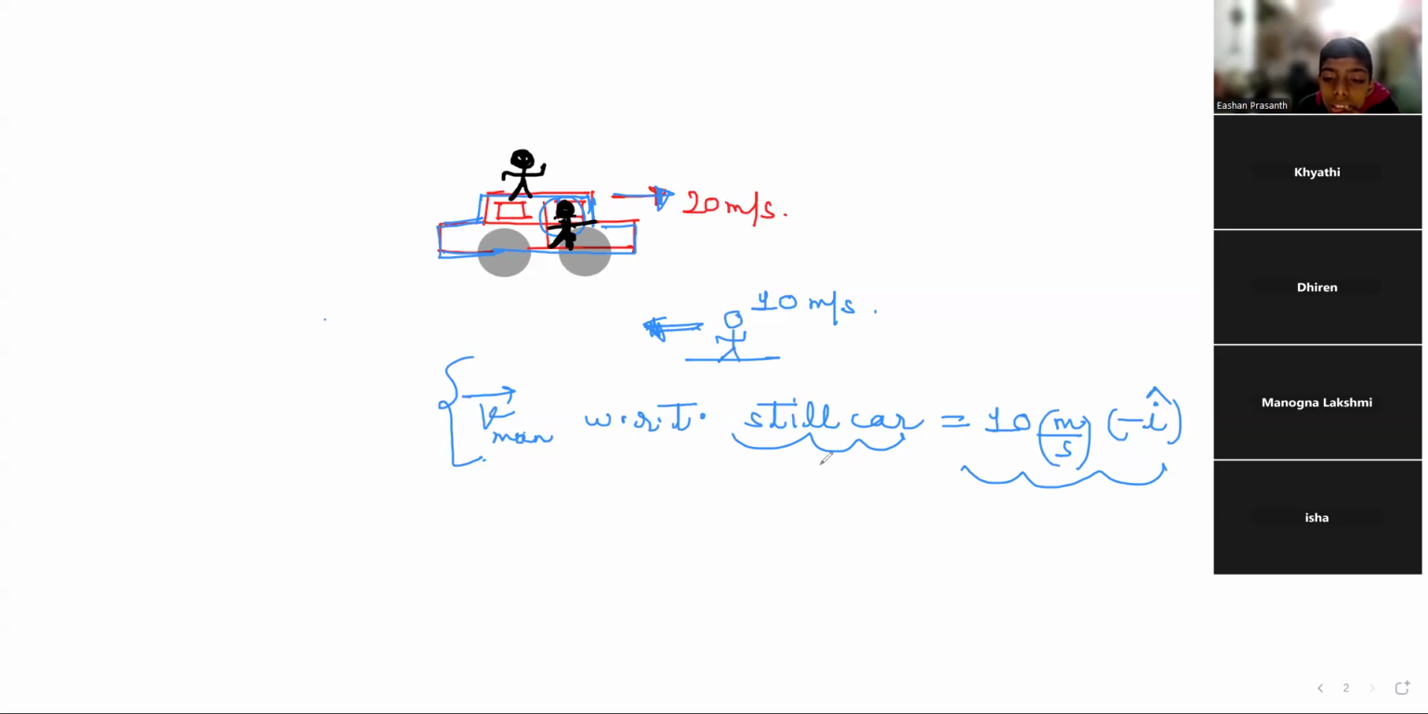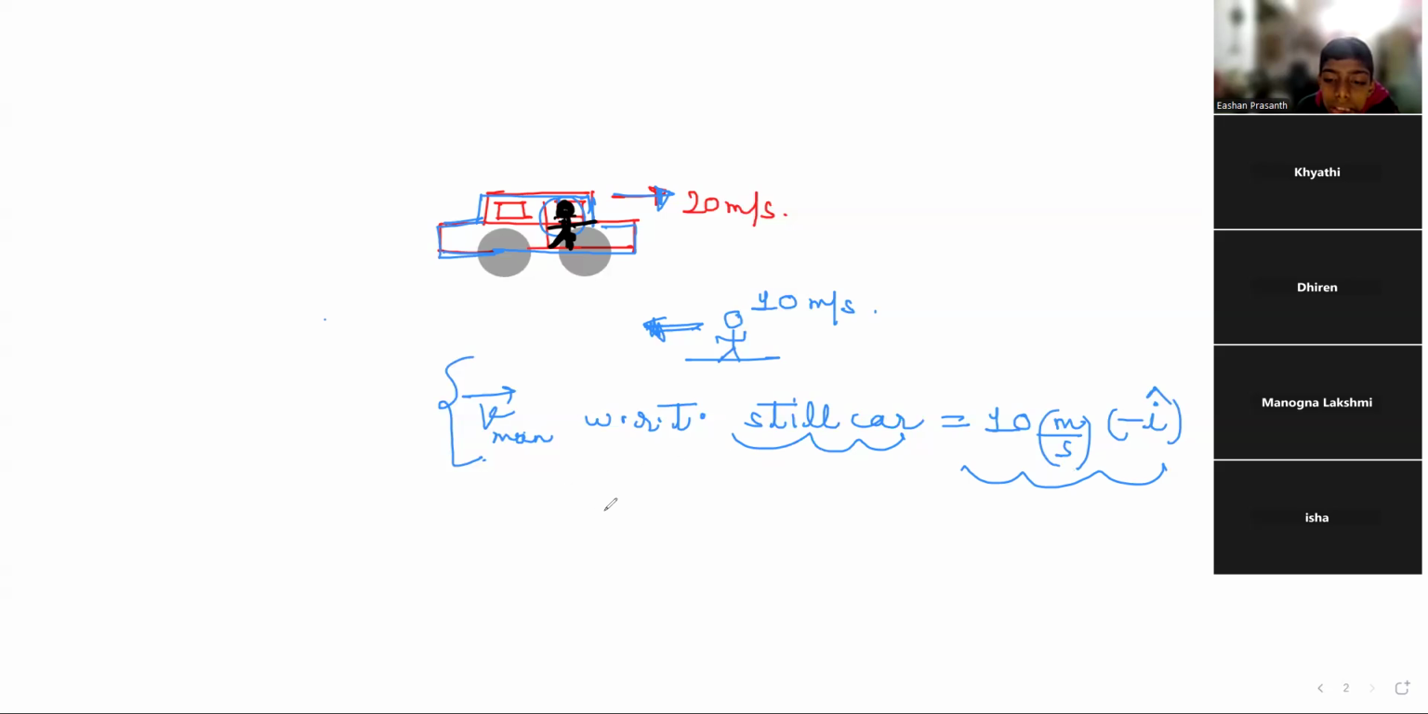तो कार रेस्ट पे है या नहीं तुम्हारे रिस्पेक्ट में? Yes sir. है ना? तो कार इज नाउ with respect to you, car is still. That's what we mean by still car. So velocity of man with respect to still car is 10 meters per second minus I cap.